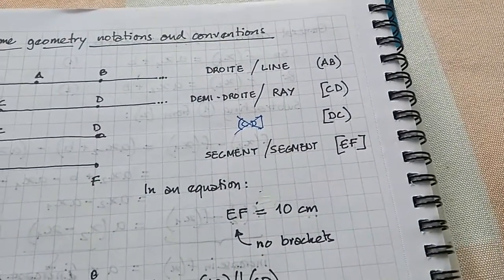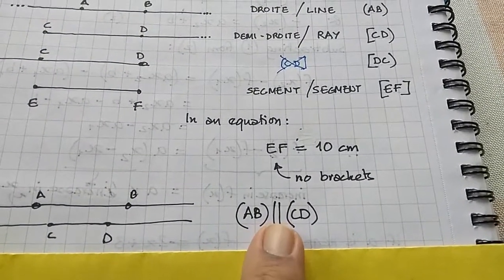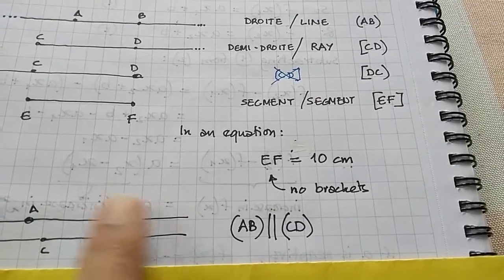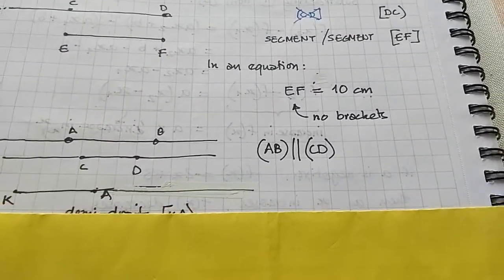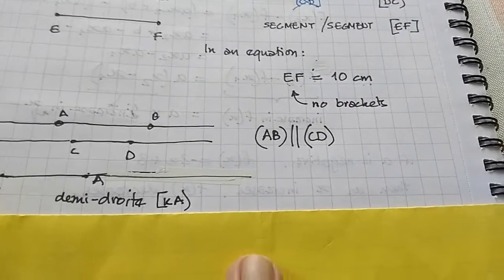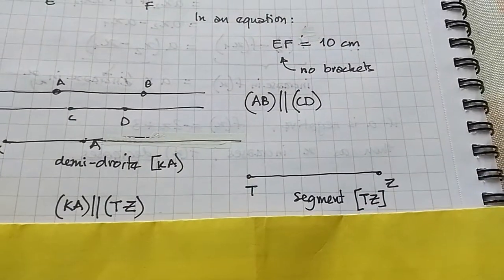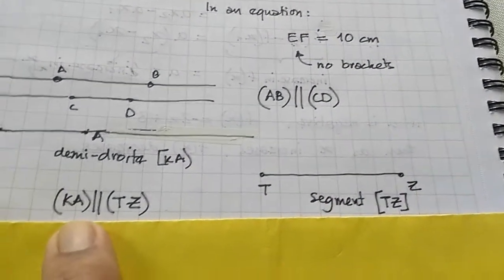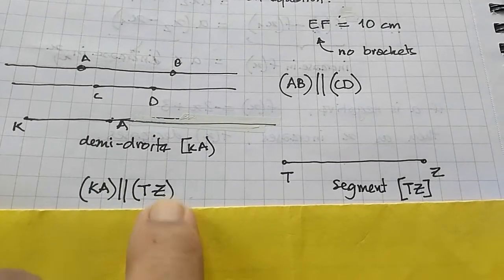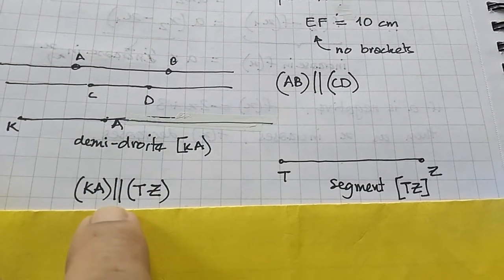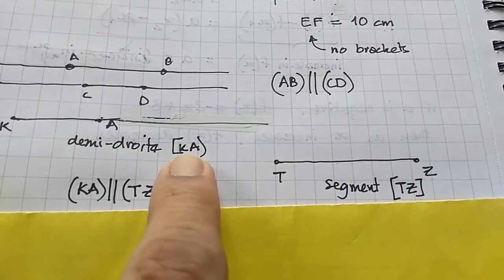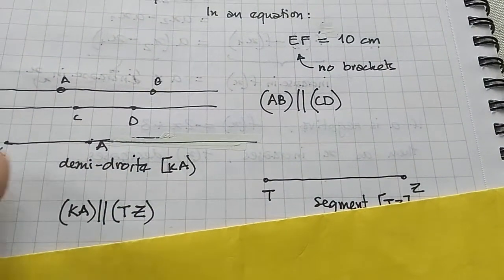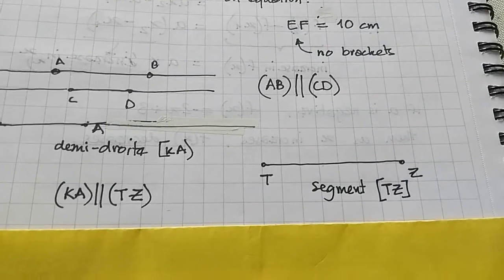When two lines are parallel, you write them like this, (AB) parallel (CD). These two lines are parallel. What if they are demi-droites? So if we say demi-droite [KA) here, and we have a segment [TZ] here, then also we write (KA) is parallel to (TZ), but in both cases we take the line, we don't take the segment and the demi-droite, because obviously this line, as it extends to this side, and this line as it extends to this side, they still are parallel.